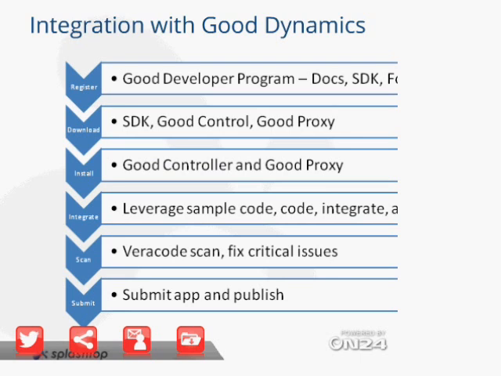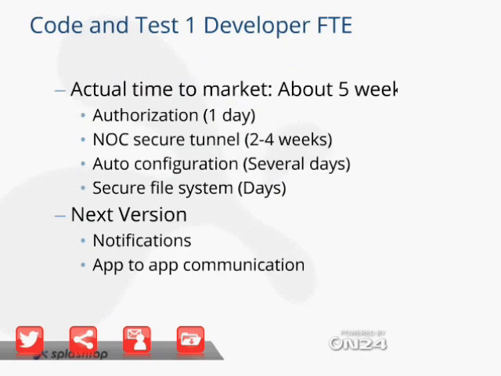My developer tells me that he was able to really leverage the sample code that was available, integrate, and then test the integration with the Good Dynamics platform. And then finally, you go through the Veracode scan that'll point out maybe some security issues. You take care of whatever may be the critical security issues, and finally submit and publish the application. When you think about how long it took that one developer to finish his work, the actual time to market was about 5 weeks to take the entire Splashtop client and integrate it in the Good Dynamics platform.